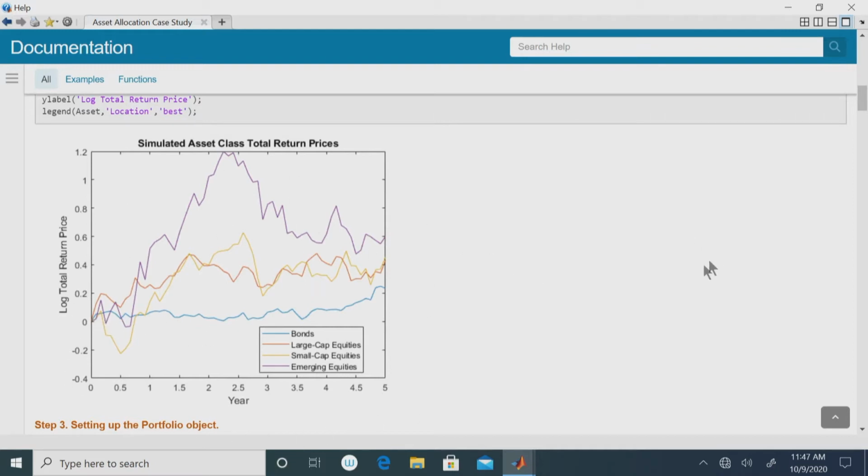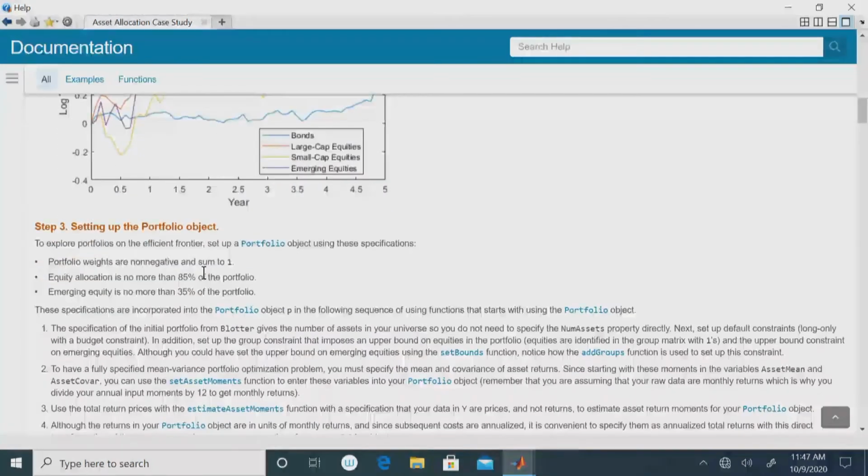So we start off with the simulation of the values of the different asset classes after having normalized. The next step is to set up a portfolio object. Right now, the only information that we have is the mean, the covariance, and the initial portfolio parameters, and then we have simulated the values.